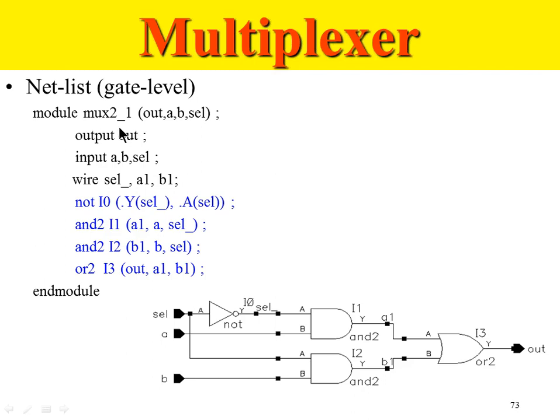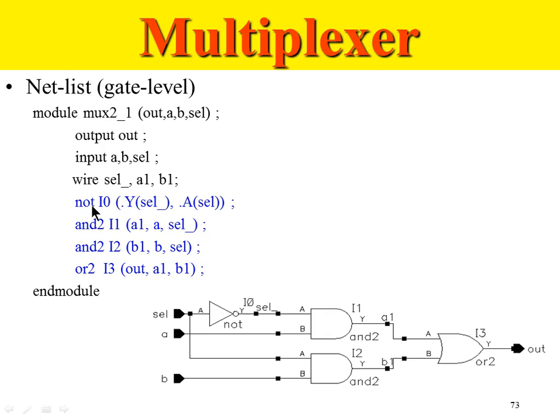So I can build this 2 is to 1 multiplexer using a structural modeling technique. This is a gate level or structural method. Module mux 2 is to 1 out A B select, where out is single bit output, and A, B and select are each single bit input ports. I have declared wires, which are nets basically, data type nets, called select underscore, A1, B1. Select underscore is connecting the inverter output to the AND gate input. A1 and B1 are connecting the AND gate outputs to the OR gate inputs. So I instantiate these gates here.